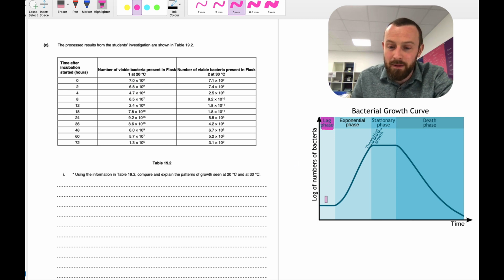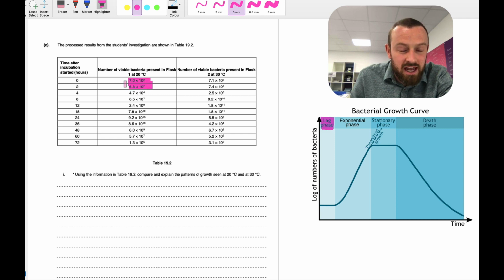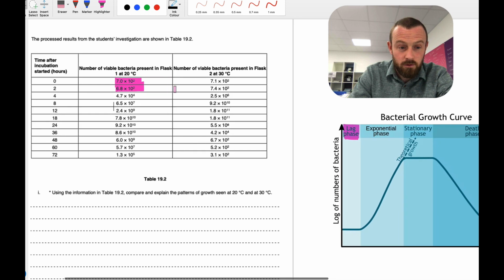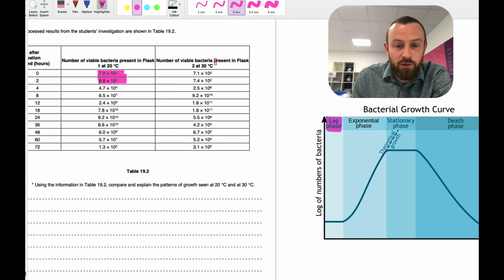So that's where the bacteria are not really growing. We could say that at 20 degrees C here, we're in lag phase because the population goes down a teeny bit. I'm just going to zoom in a little bit more and move across here. Whereas at 30 degrees C, it's a similar lag phase. There's not much change, 7.1, 7.4, not really doing much.